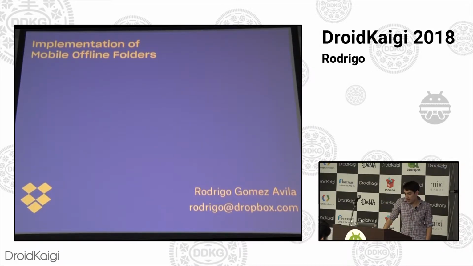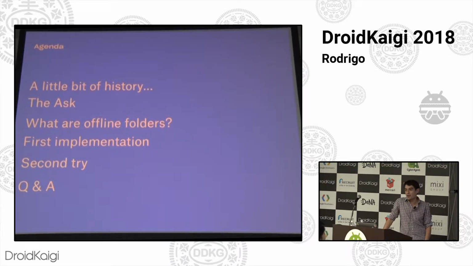So what are we going to talk about? A little bit of history behind the decision of implementing this feature. Then, what are offline folders, since maybe some people don't know what it is. Then the first implementation, which we tried and didn't work. The second try, which kind of worked, and the final implementation. This is mostly about software architecture, and my number one passion is software architecture, so feel free to come and talk to me about anything related.